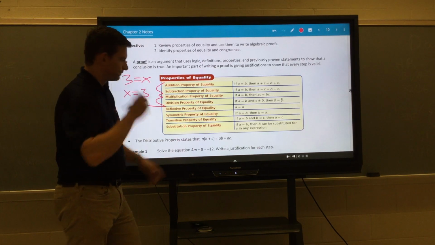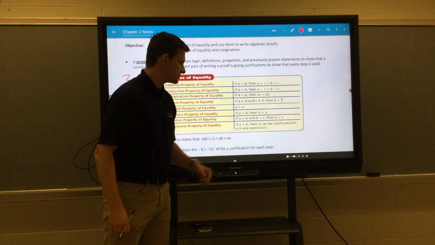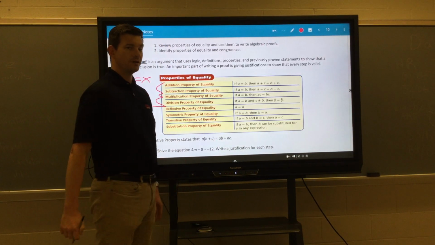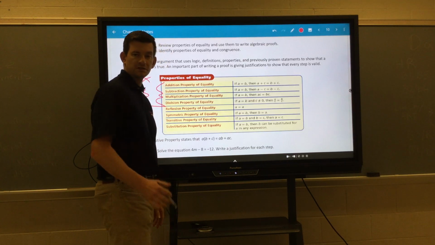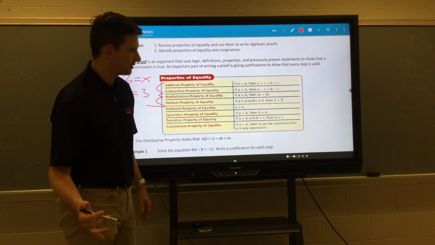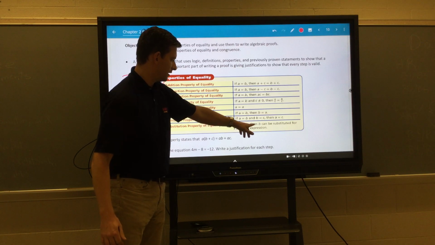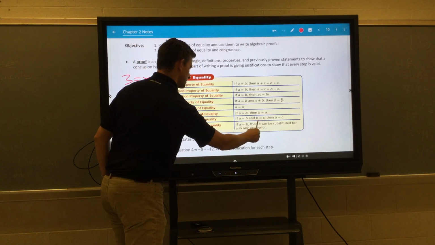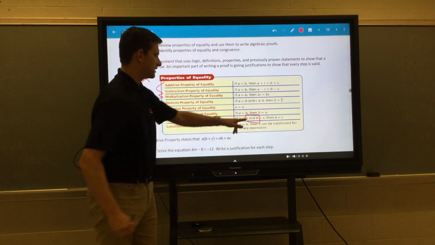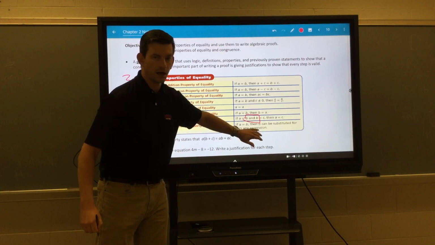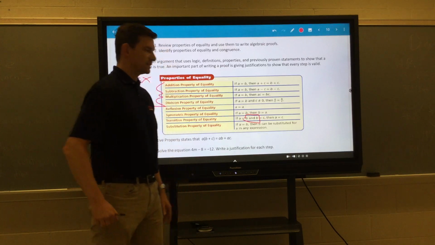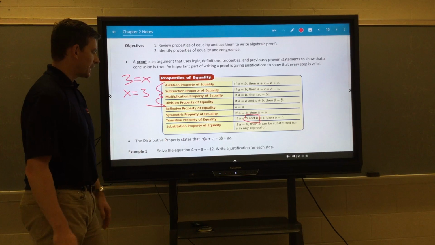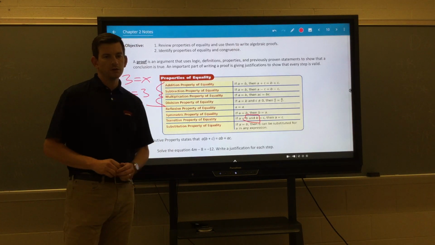Transitive property. If A equals B and B equals C, then A equals C. If that sounds familiar, it should. It's pretty much the same thing as the law of syllogism. If A equals B, then B equals C. Okay? You have that redundancy of the B. Cut that out, goes straight from A to C. That's the transitive property. Lastly, the substitution property of equality.